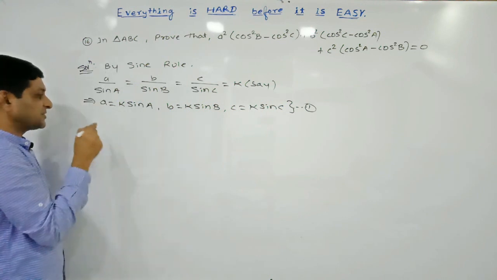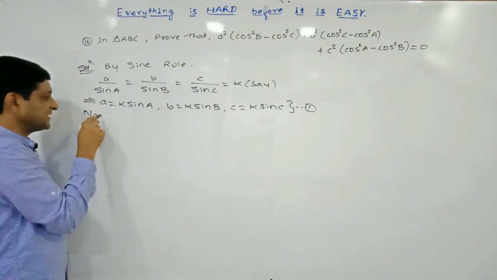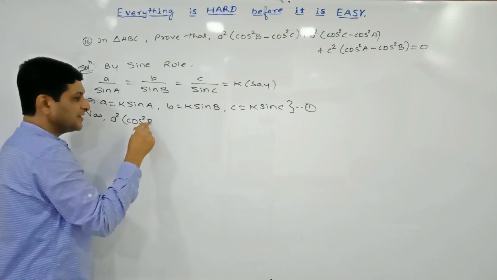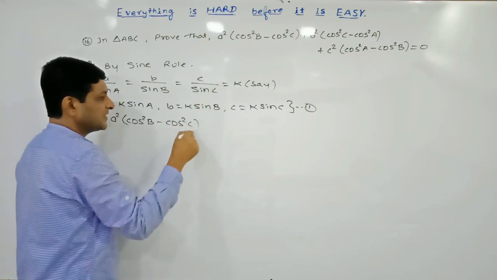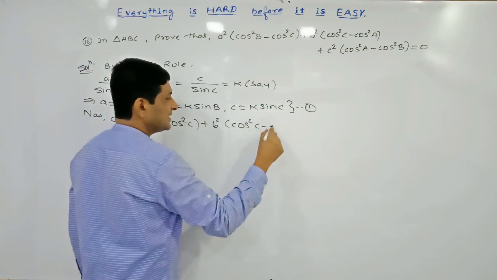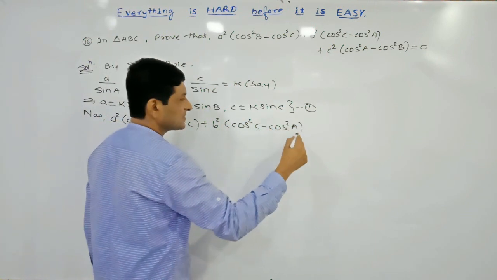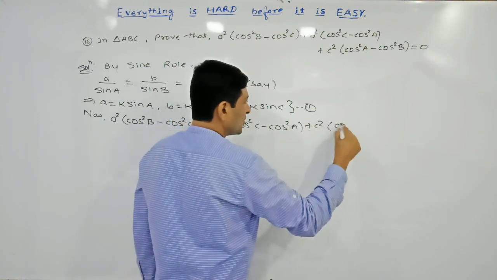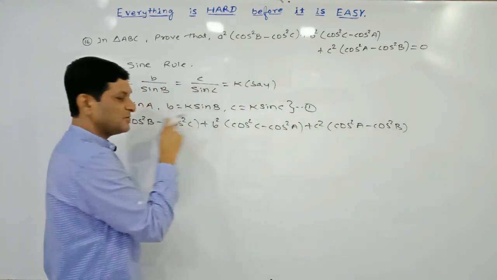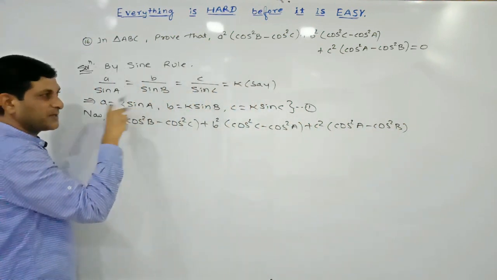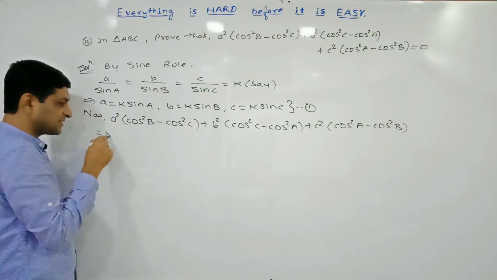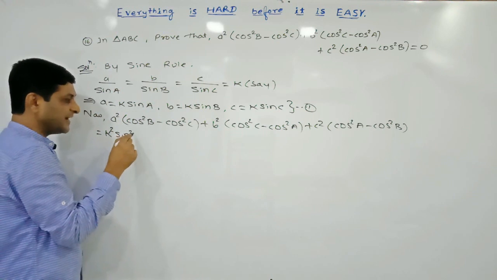The result which you have got from the sine rule, let us denote it by equation number 1. Now we are considering the given expression. So now consider the expression: a square into cos square B minus cos square C, plus b square into cos square C minus cos square A, and the last term will be c square into cos square A minus cos square B. Now we are substituting the value of a, b, c which we have got applying the sine rule. So this is equal to, a is k sine A, so a square means k square sine square A.